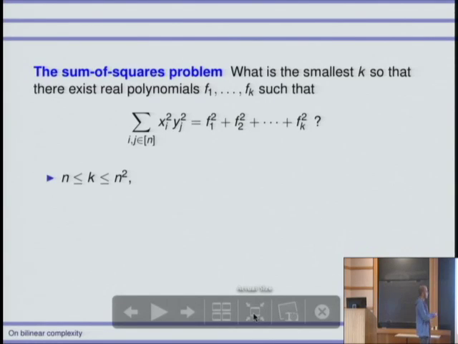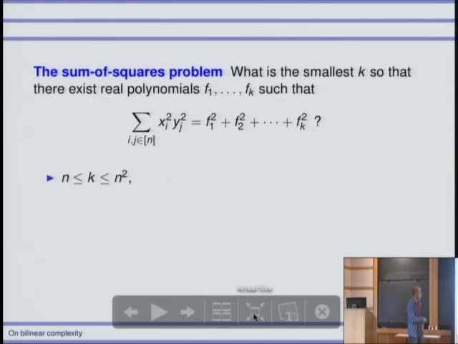If you think about it for a few seconds, the trivial bounds on k here would be that k lies between n and n squared, because the left-hand side already is a sum of n squared squares, and it's easy to show, if you substitute 1 for y, that you need at least n squares to express the sum of squares polynomial. So those are the trivial bounds.